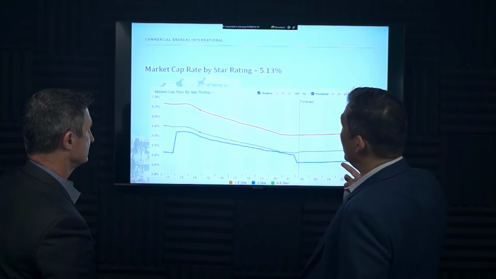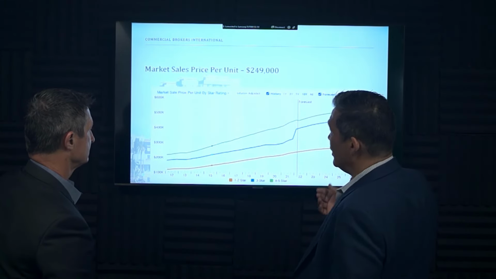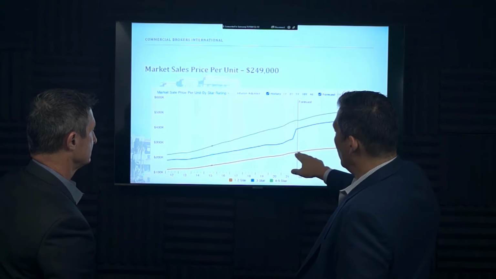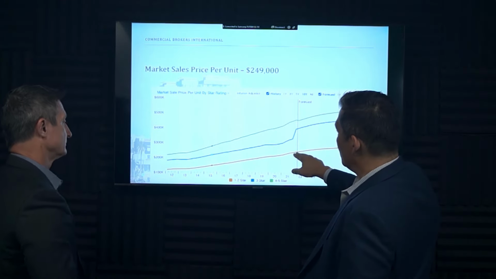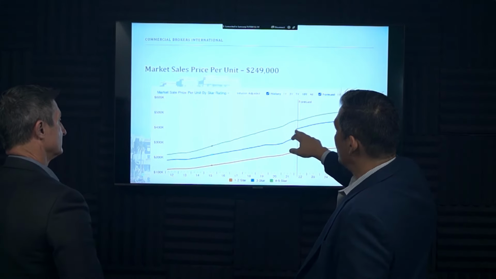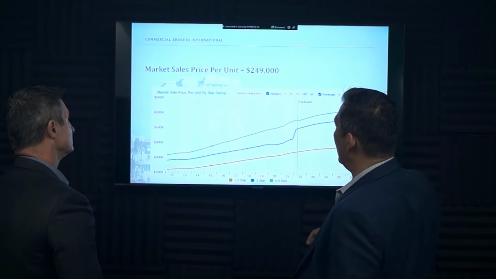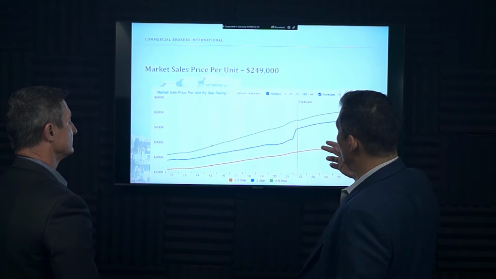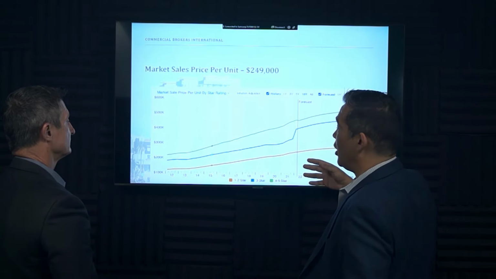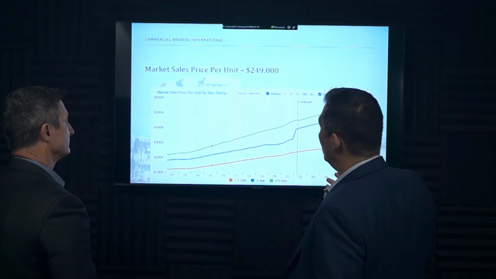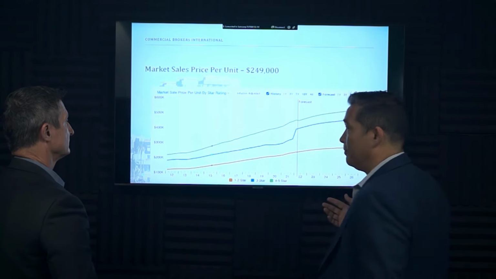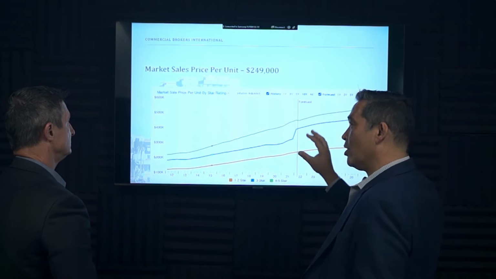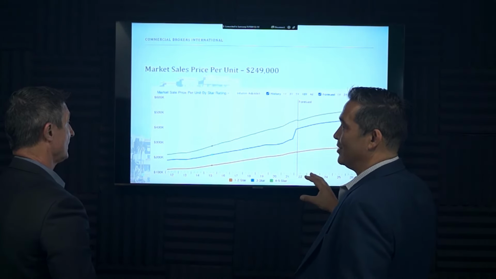So then as we go from there, market sales price per unit, again, $249,000 for a 1 to 2-star property, which is this particular property. It jumps up to almost $400,000 a unit for a 3-star property, and for a new construction, like Class A property, you're all the way up to about $450,000 a unit. So you can understand now, when you compare the properties, you want to make sure you make adjustments for those price per units.